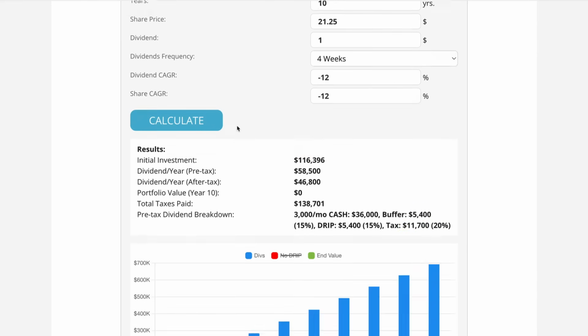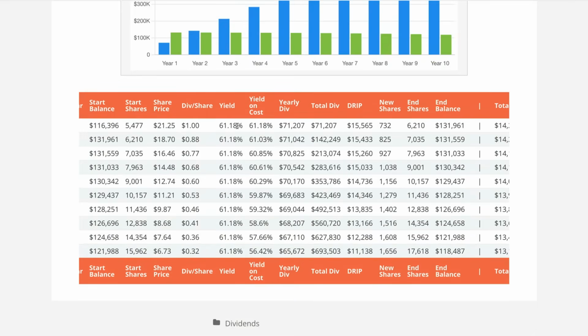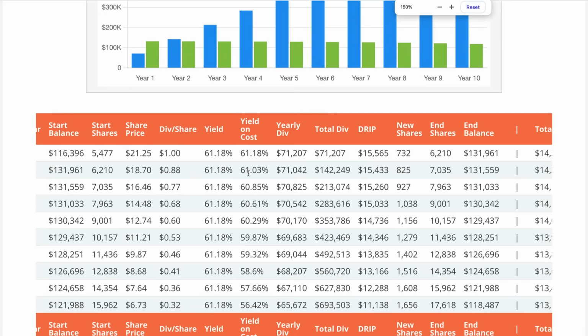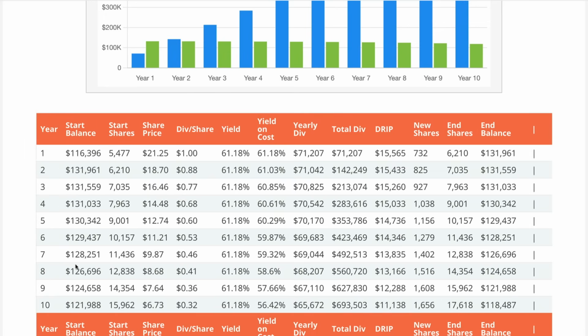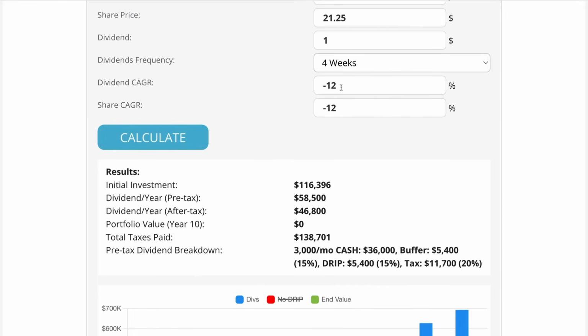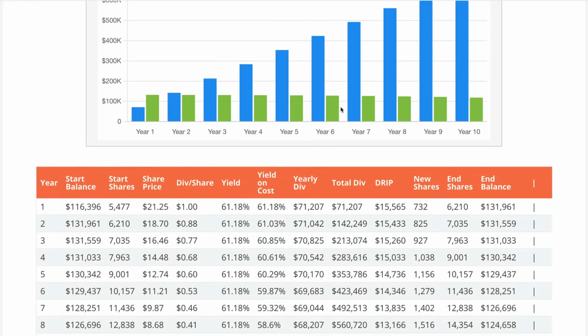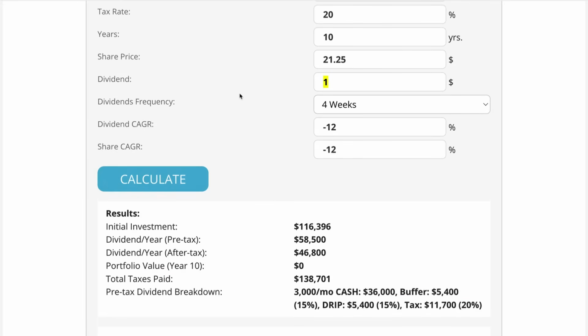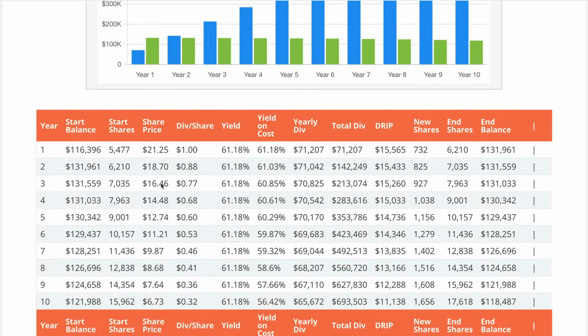All right, and now let's look at the results. I'm going to zoom in because there's a lot of stuff here, bro. So this is the balance, your portfolio value at the beginning of the year, number of your shares, and that's your dividend. And again, we said that dividend will go down by about 12% per year, and so will the price. We keep it even. And also, I went conservative on the dividend, because if we increase this dividend to even $1.25, our initial investment will go down significantly. So let's keep it at $1. It's conservative, bro.